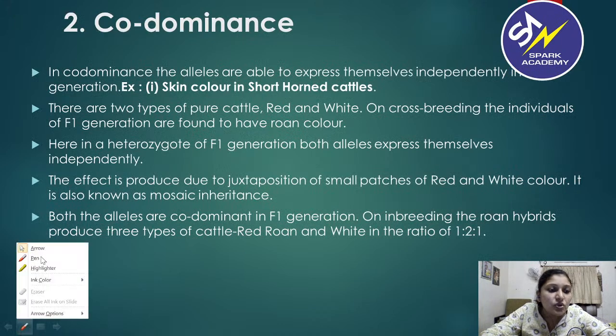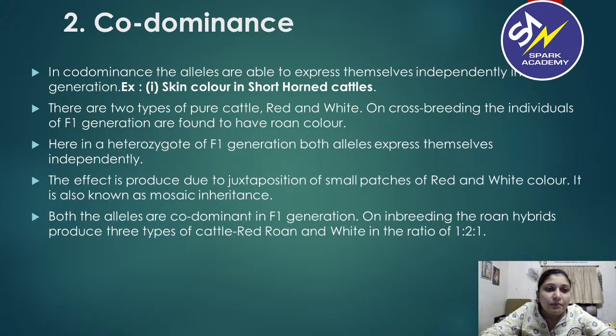Codominance, now next is codominance. In incomplete dominance, partially the trait is coming from one allele and partially from the other, so it is mixed. Here, in codominance, the alleles are able to express themselves independently. So, it is not mixed.